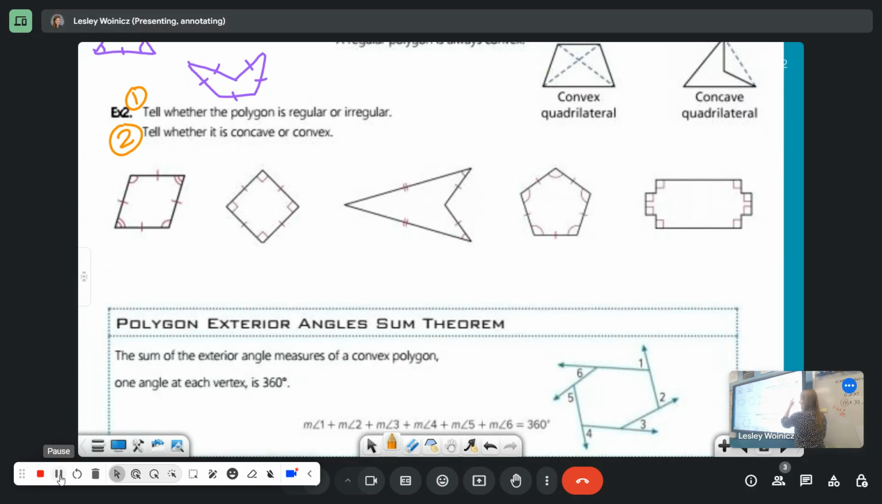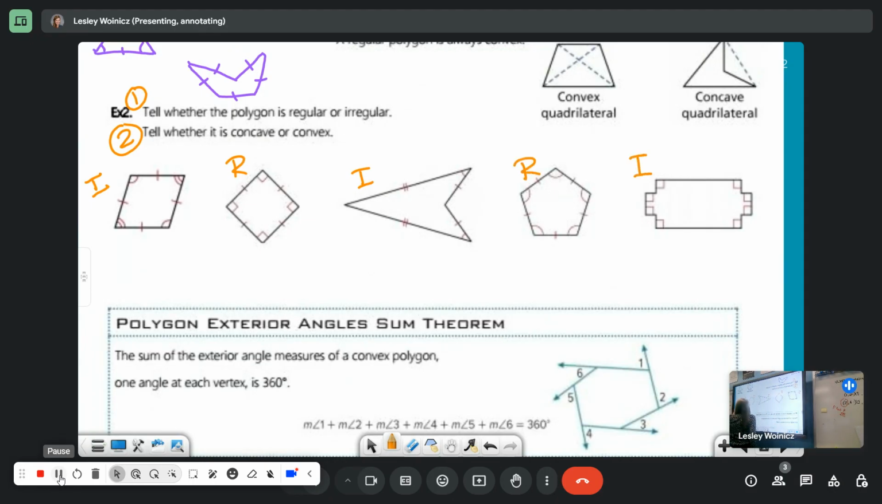Okay, this guy, regular or irregular? Irregular. Okay, the sides are all congruent, but these two angles are not congruent. All right, what about this one? Regular. What about this one? Irregular. Regular.